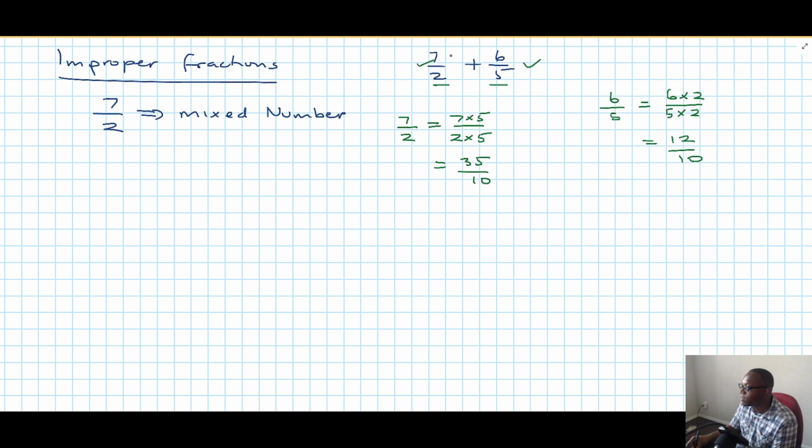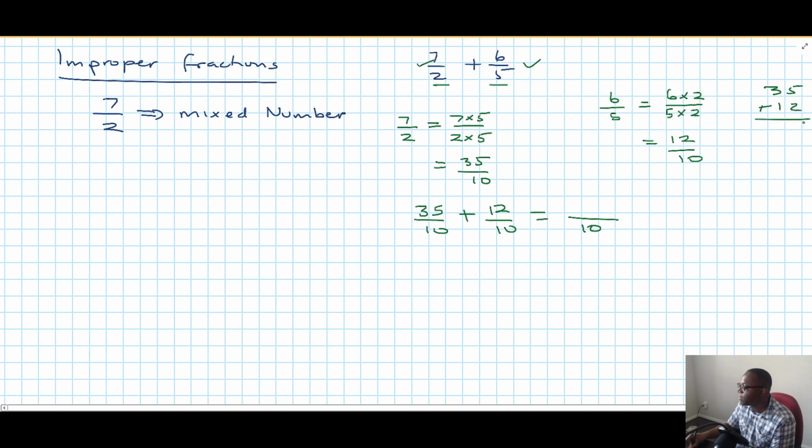So now, instead of 7 over 2 plus 6 over 5, we have new fractions, 35 over 10 plus 12 over 10. And now, because we have a common denominator, we can add the numerators. So we keep the denominator. And 35 plus 12, let's go ahead and do that on the side. 5 plus 2 is 7, 3 plus 1 is 4. So this is 47 over 10.